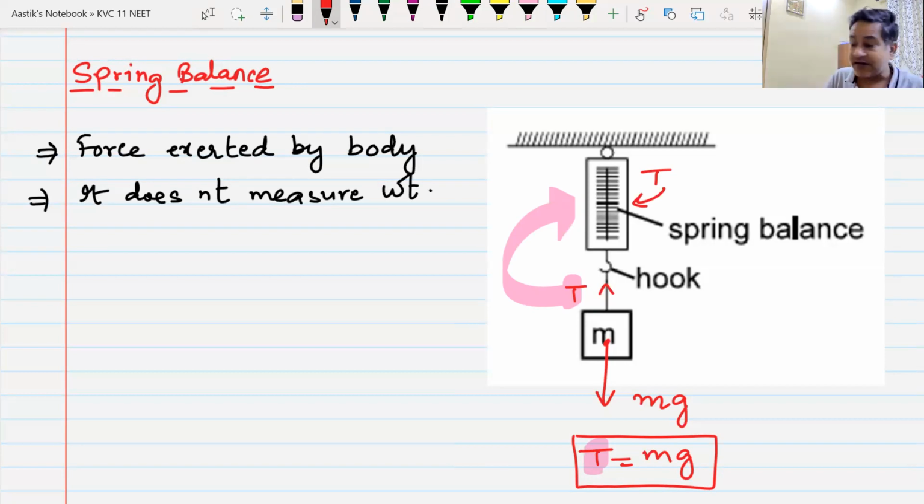Do we understand this? That is what a spring balance measures. It does not measure the weight directly. It actually measures the force exerted by the block on the spring balance, and therefore you get the value of the weight not directly but indirectly. We understand this? Yes or no? Okay, do it fast so that I can move on to some questions here. Spring balance. You can expect questions on spring balance.